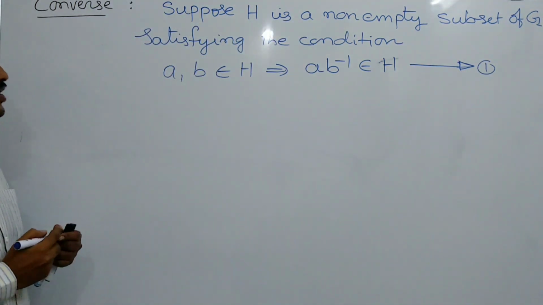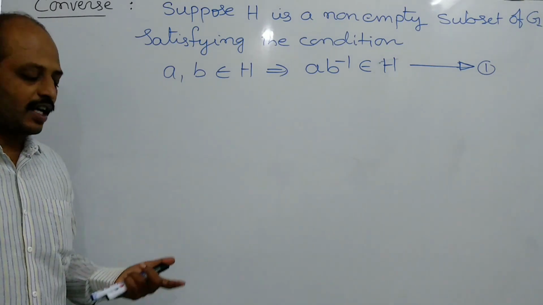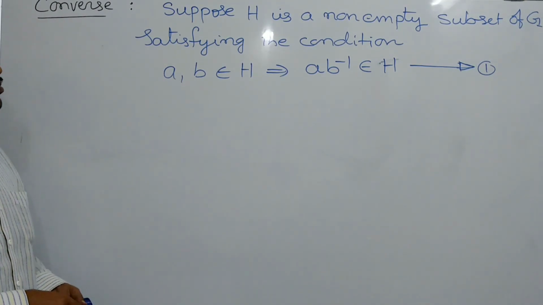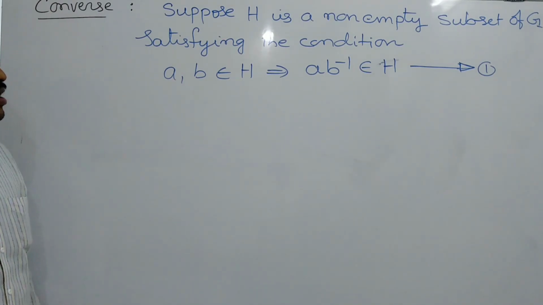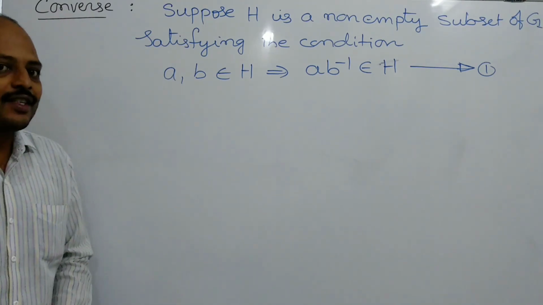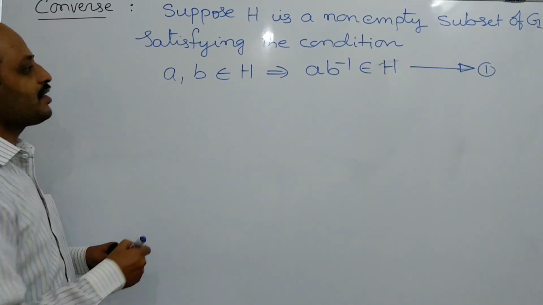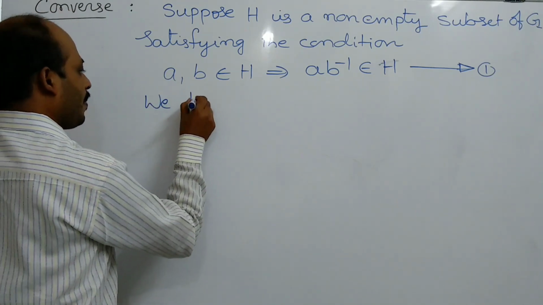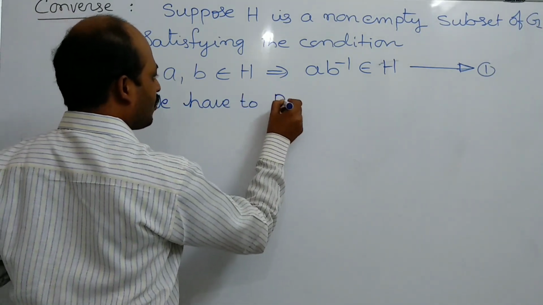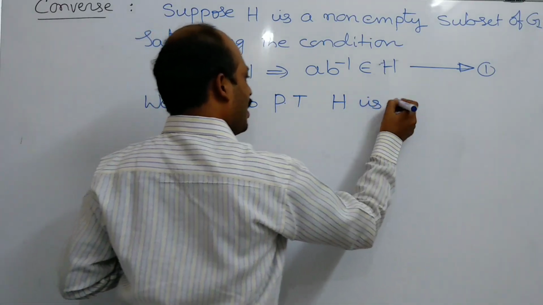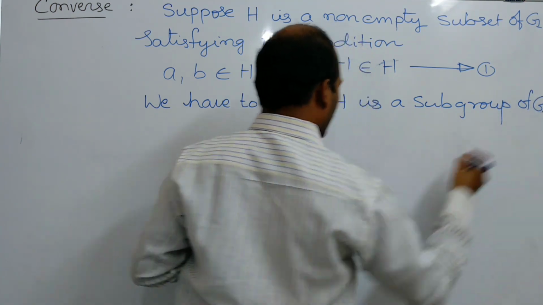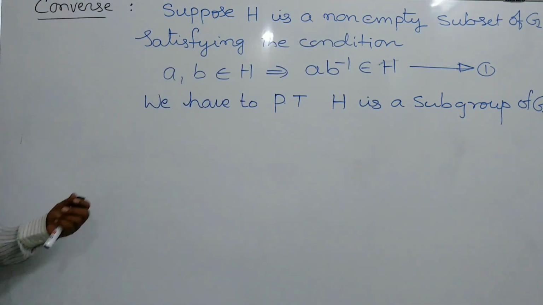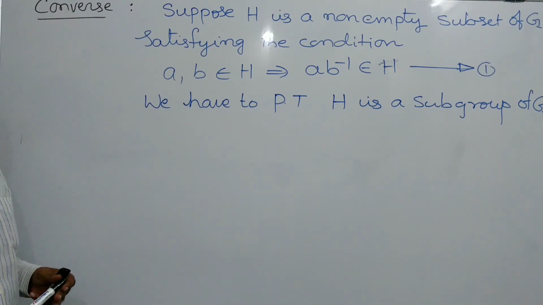H is a non-empty subset of G satisfying the condition a, b belongs to H implies ab inverse belongs to H. By using this condition, we have to prove that H is a subgroup of G. Let us prove all the conditions of closure, associative, identity and inverse axioms.